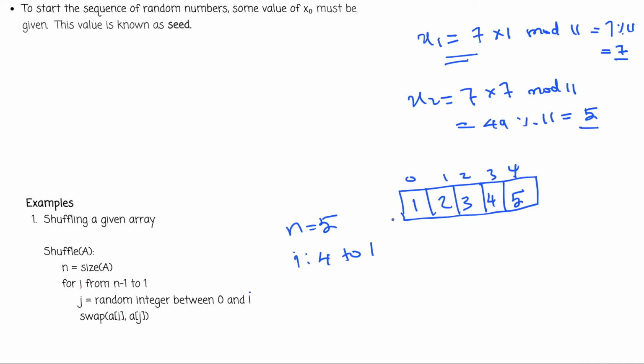Okay. So in this particular example, n is equal to 5. I will be generating i from 4 to 1. So the first value of i will be 4. At that time I will generate a number for j, which will be a random number between 0 and i.